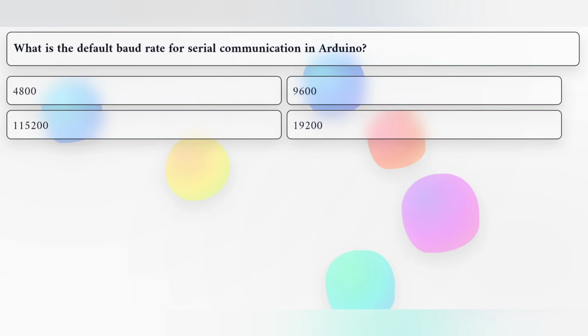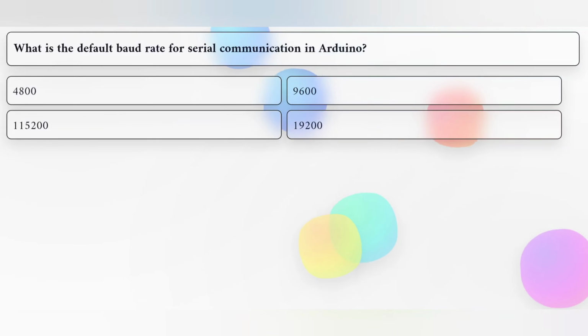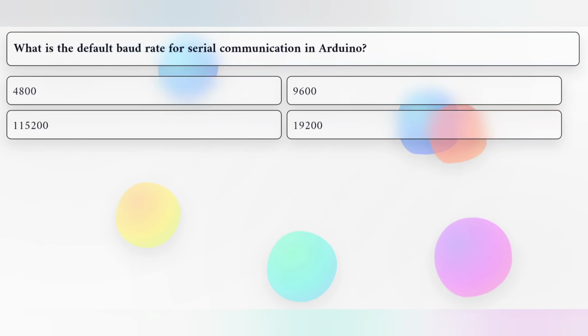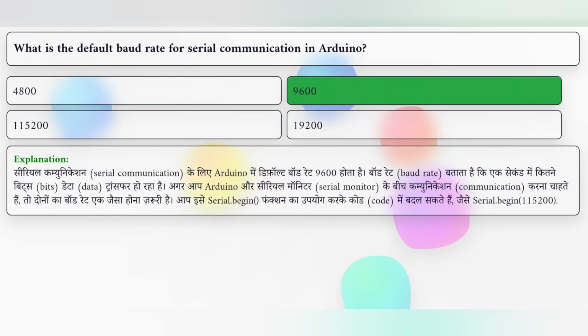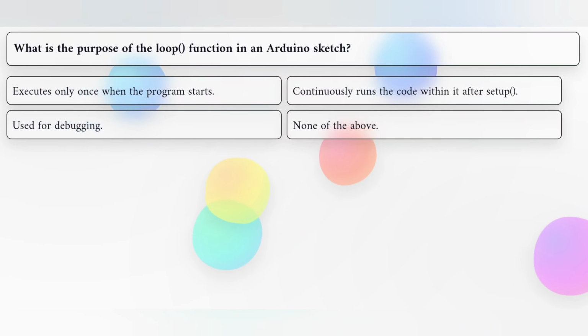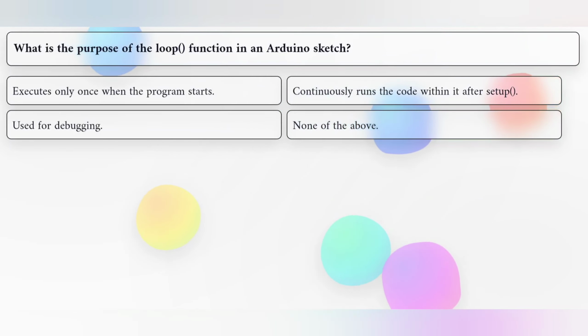What is the default baud rate for serial communication in Arduino? 4,800, 9,600, 115,200, 19,200. What is the purpose of the loop function in an Arduino sketch? Executes only once when the program starts. Continuously runs the code within it after setup. Used for debugging. None of the above.